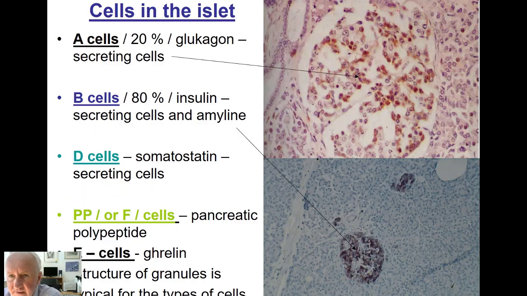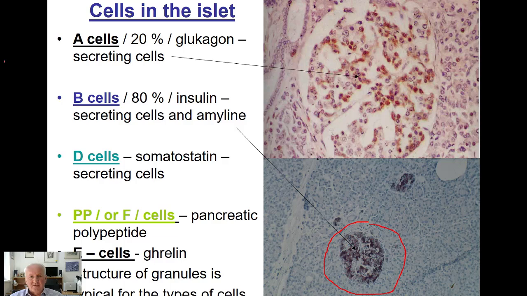And here we see this round structure, an islet of Langerhans, and here an islet of Langerhans. So here are two. But this time it's not a basic staining method, it's immunohistochemistry.